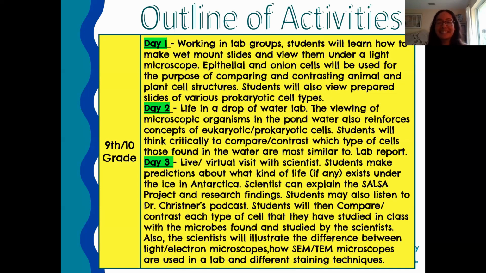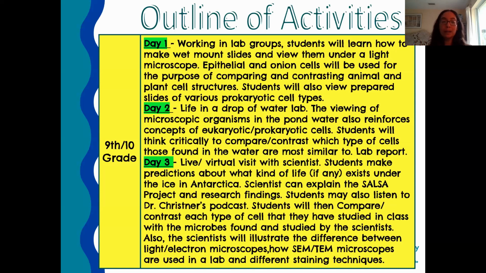So for 9th and 10th grade, what we really wanted to do was have them work in lab groups, and we wanted them to start with their comparing and contrasting skills, so to speak. So they would swab their cheeks for some epithelial cells, stain them with methyl blue, and then onion cells as well, stain those with the Lugol's, and then they'll be able to just start comparing and contrasting right away. In addition, I love when the students look at prokaryotes, like prepared slides under the microscope. They really get a kick out of that and the different cell types and shapes and everything. So we wanted to put that in there as well.